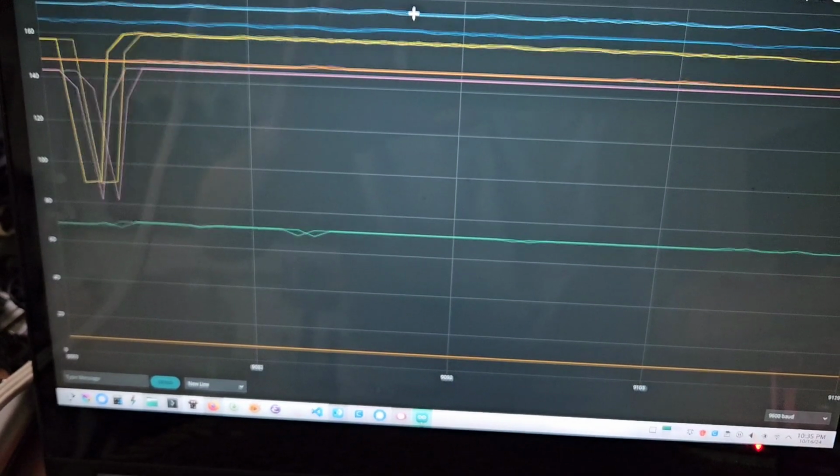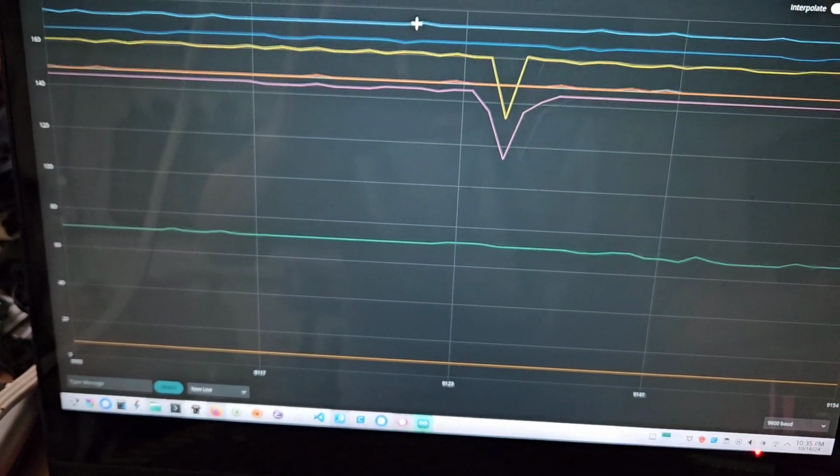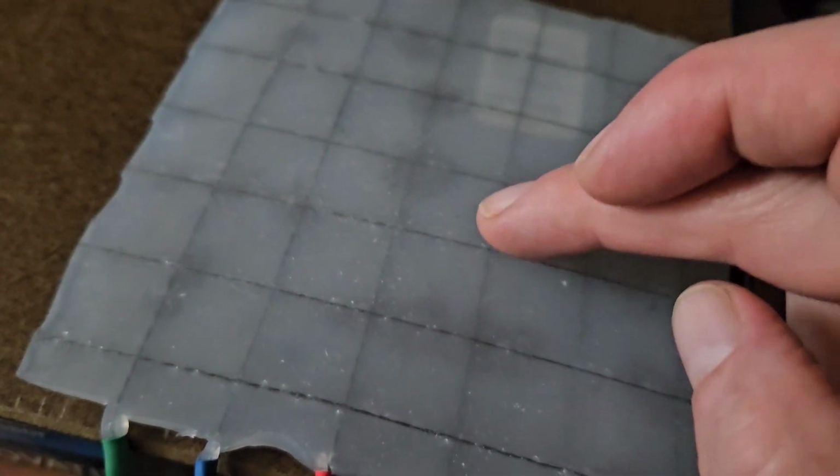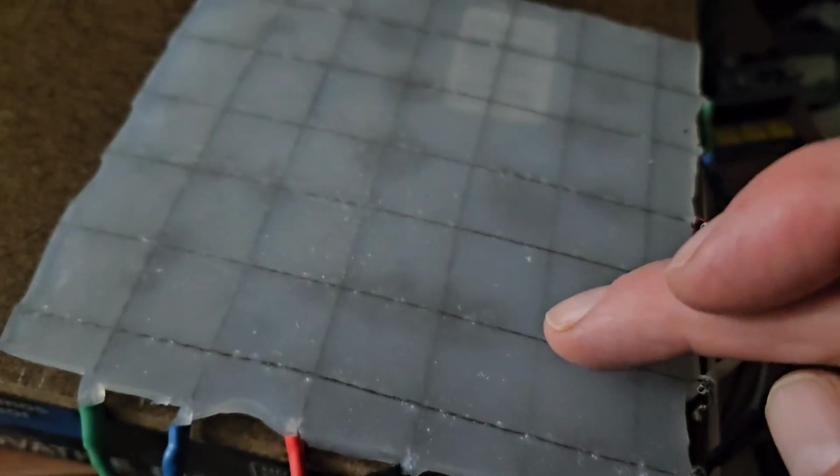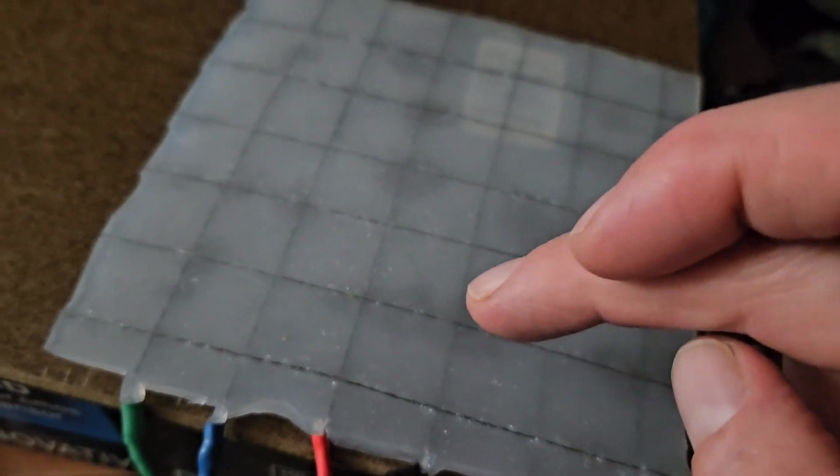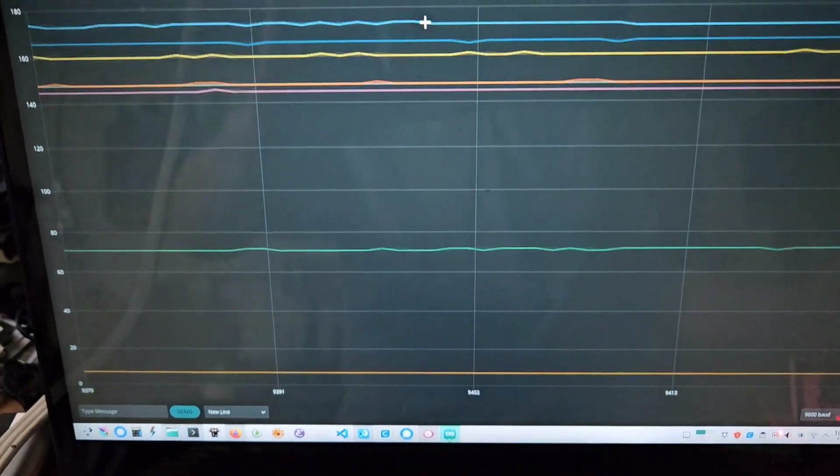I'm getting two here. Typically that happens when you're right at one of the crosses. So if you hit here, you should get this one and this one spiking. And that's how you know what area of the grid you're in. At least that's the idea. So I'm gonna start over.